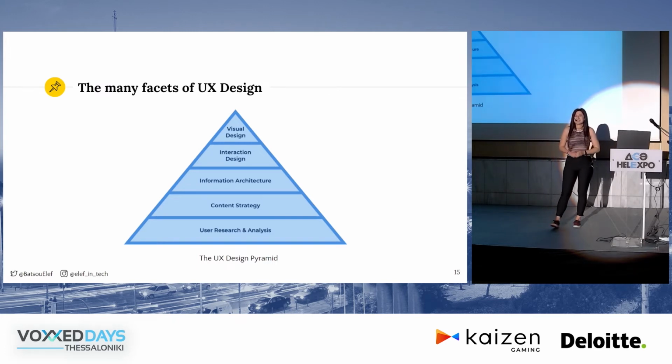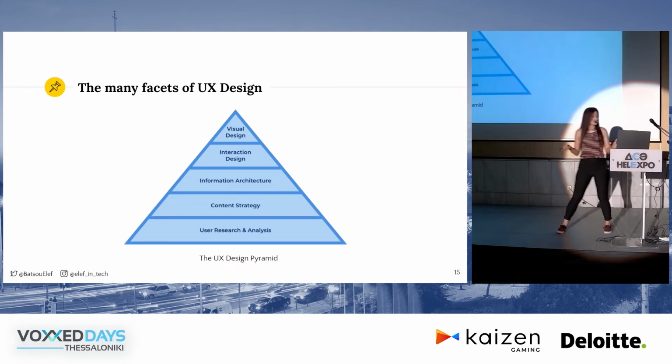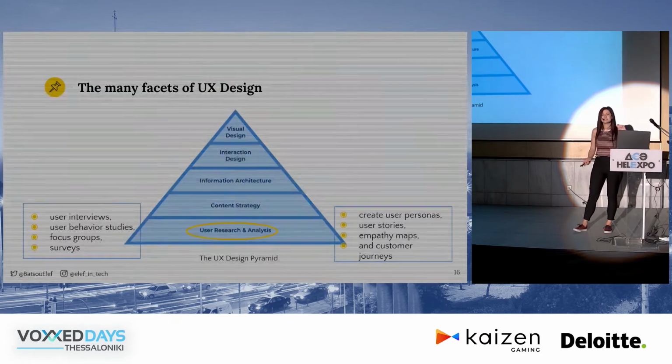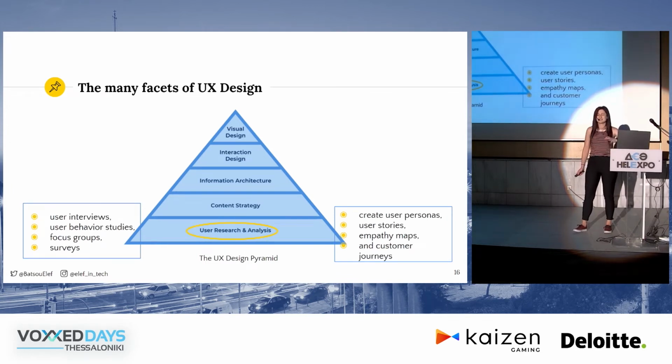Now, to answer my original question, which was what does a UX designer do? Oh boy, he does a lot of things. I have here the pyramid with some of those things, and I will start from bottom to top. So we have user research and analysis, content strategy, information architecture, interaction design, and the visual design. If we go to its layer, I'm not going to give you a lot of details because, trust me, these things are huge. But in the user research and analysis, which is the first layer, the first thing that someone should do is user interviews, user behavior studies, focus groups, and surveys. And when we have those things, we can go to personas, user stories, empathy maps, and customer journeys.